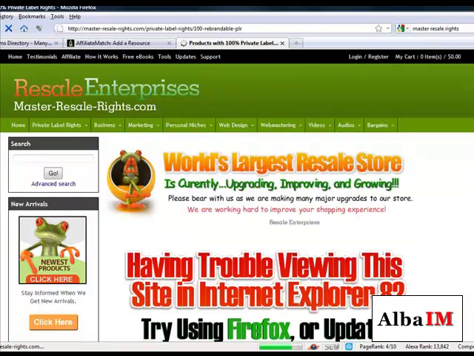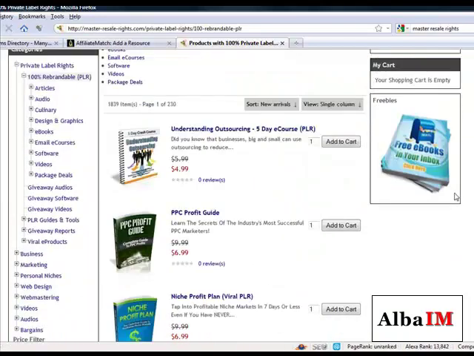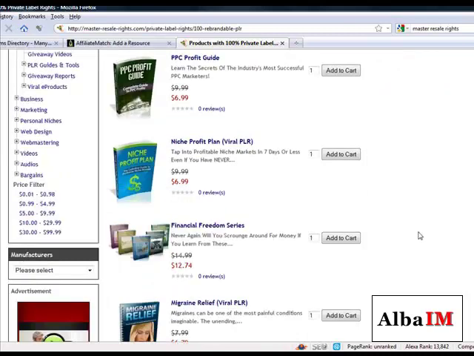And then some of them will be low quality, some of them will be high quality. Just use your head and see if they come with sales letters. Look at the table of contents, see what these products offer, and you'll be able to pick out some really good ones that obviously would fit your market.